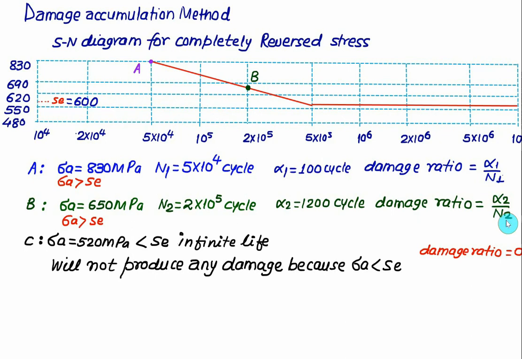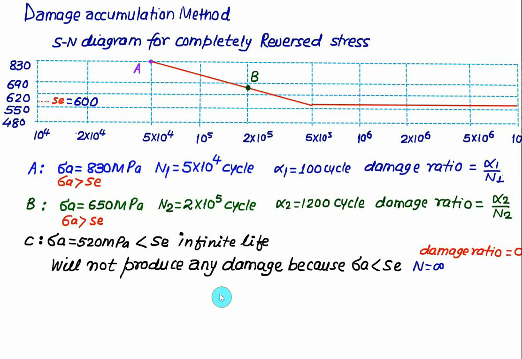You have to calculate n1, n2 when the amplitude stress is greater than the endurance strength. But if the amplitude stress is less than the endurance strength, then the life is infinite and the value of n will be equal to infinity. So in this case, alpha 3 by n3 will be equal to 0.